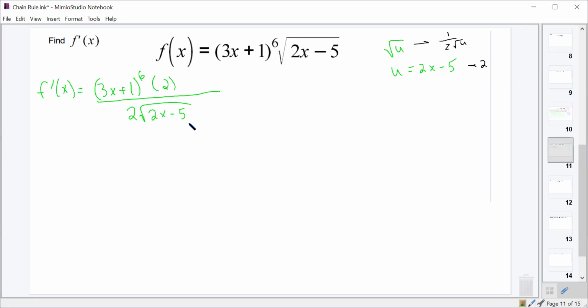And so there's many different ways of writing that, right? Say that again? There's many different ways of writing that, right? You mean writing the 1 over 2 root u part, or? Writing the 3x plus 1 to the 6th power. I wrote it as, like, I kept 1/2 as its own term, and then I put it as 1 over the square root of 2x minus 5.